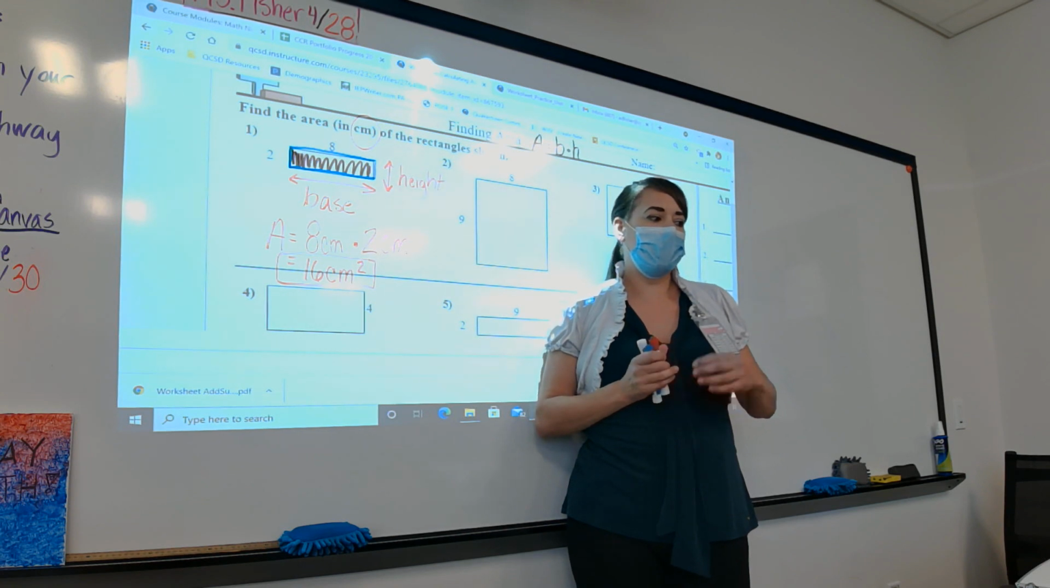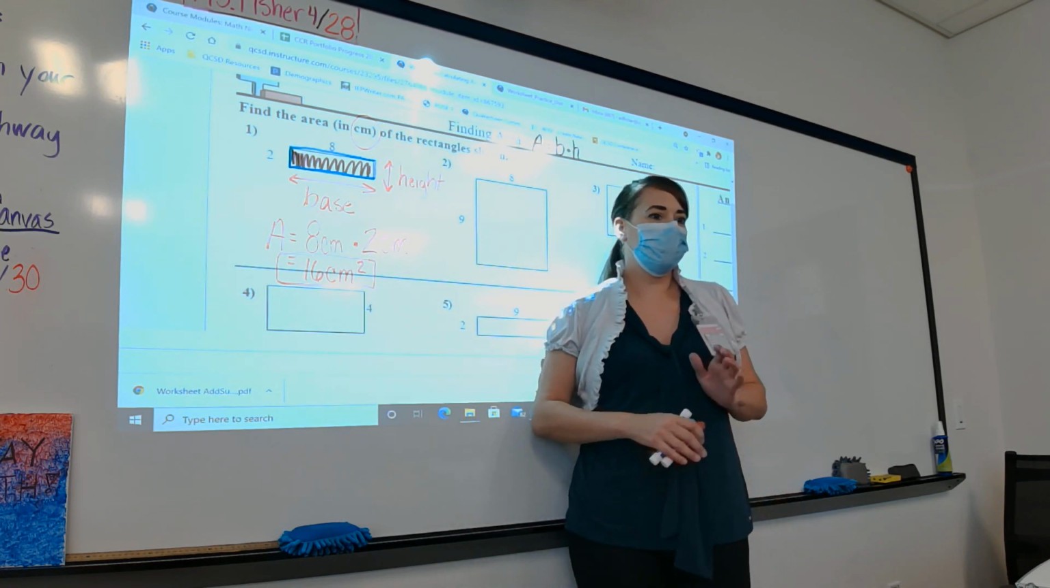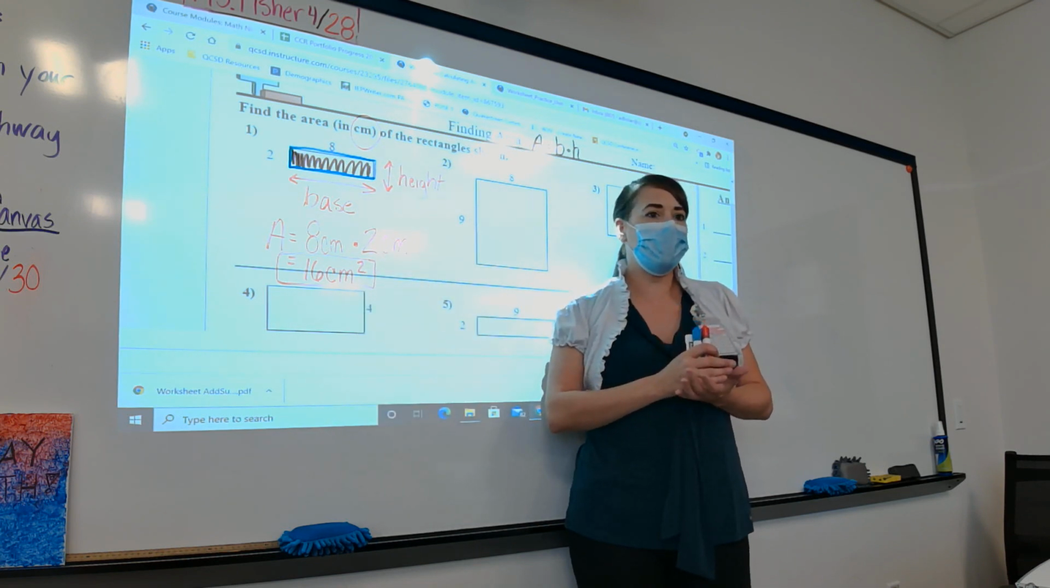What's the difference, you guys? Area, the units are what? We already said it. The units are squared. Perimeter, what's the units?